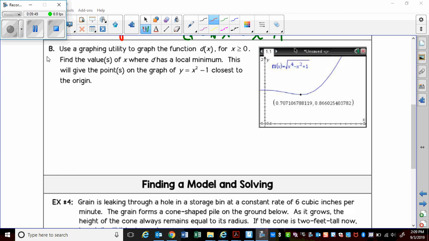So part B is just a calculator question. I just want you to use your calculator. You can actually graph it and use the min function to find out what the local minimum is. Okay.